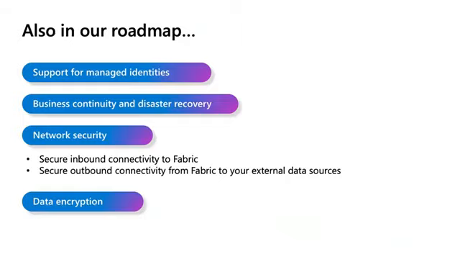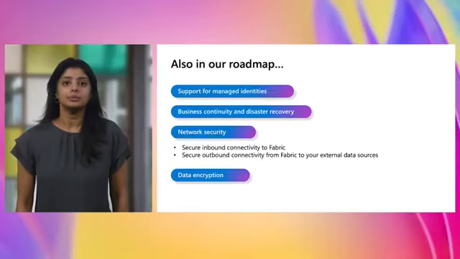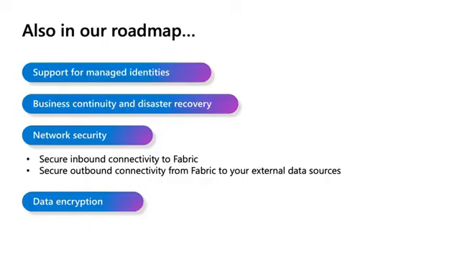There are many more fundamental features, some we are actively working on, and others which are part of our mid to long-term roadmap. We're actively working on adding support for managed identities for Fabric, which will allow you to securely connect to your external data sources and also operationalize relevant Fabric artifacts. We're also working on ensuring Fabric data is recoverable for business continuity. Other key features we soon plan to focus on are securing inbound and outbound connectivity in Fabric and data encryption using customer managed keys.